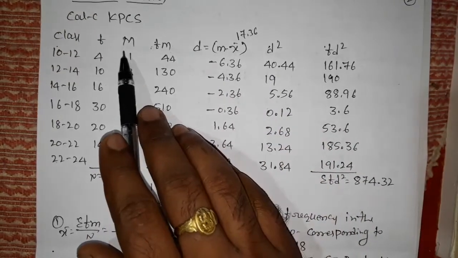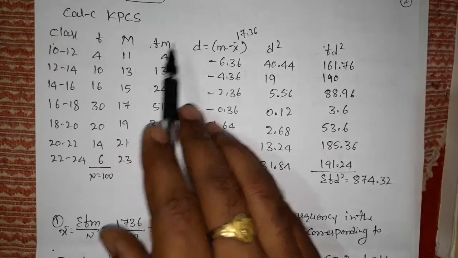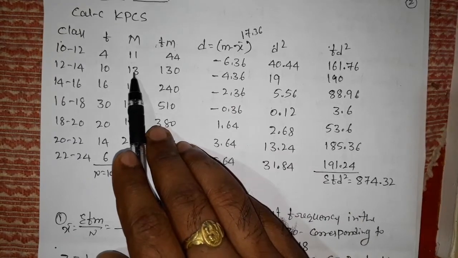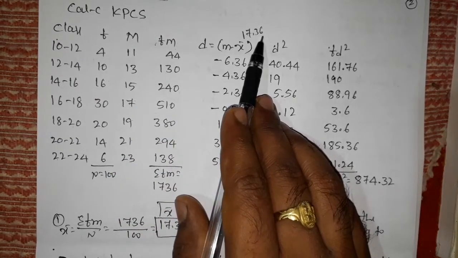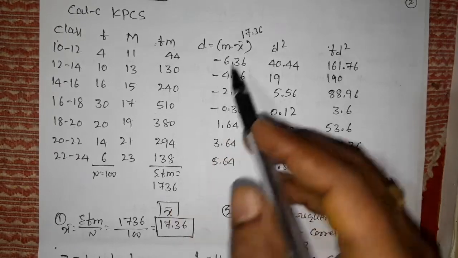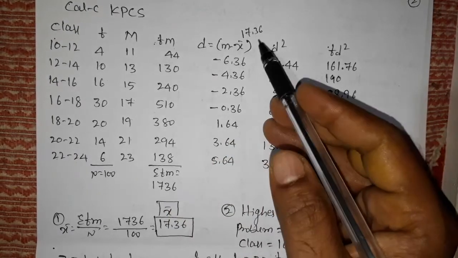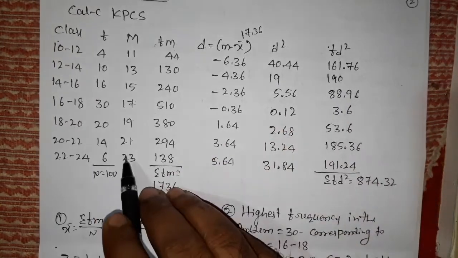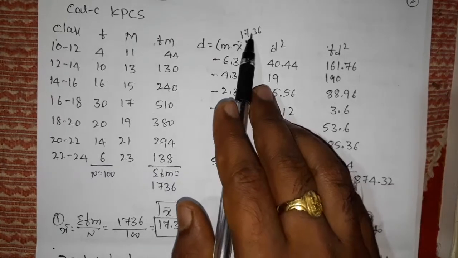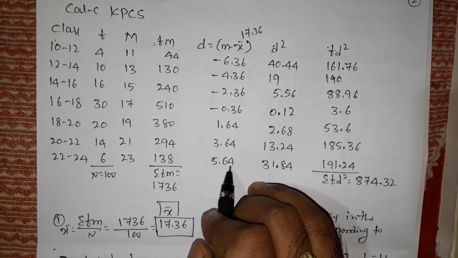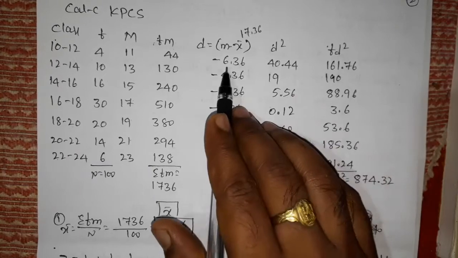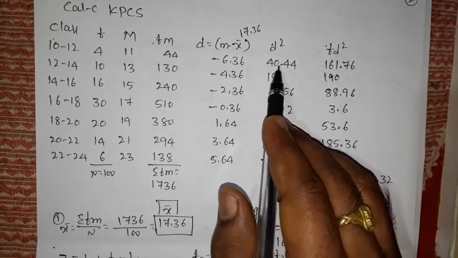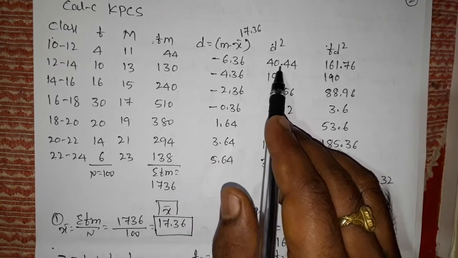M is the middle value, 11 minus 17.36 gives 6.36. Then 13 minus 17.36 is 4.36, and so on. Do this for all the values, till the last, 23 minus 17.36, which gives 5.64. Next go for the squaring of these values. Do the squaring of all of them, and 6.36 square is 40.44.